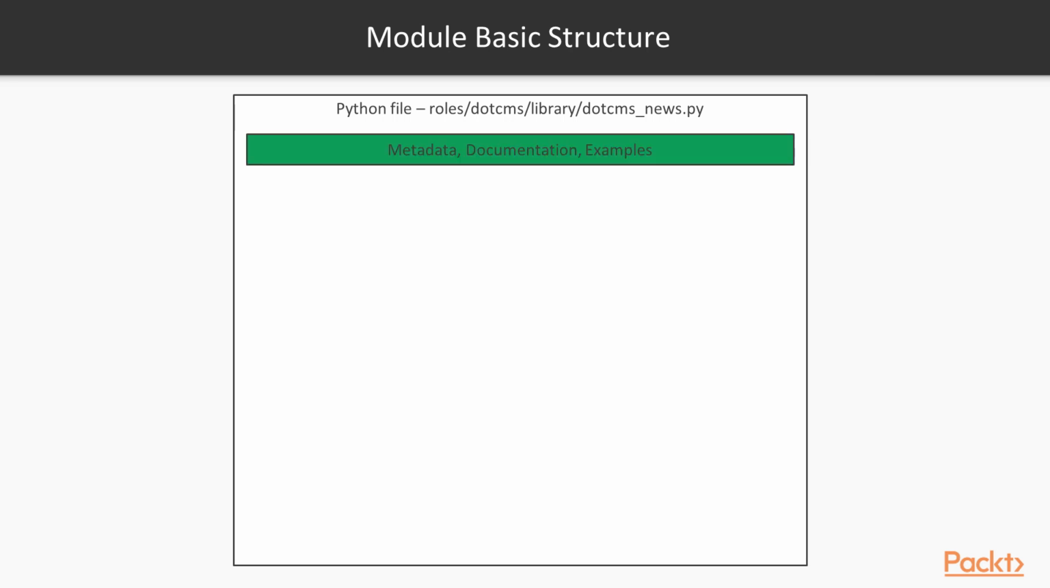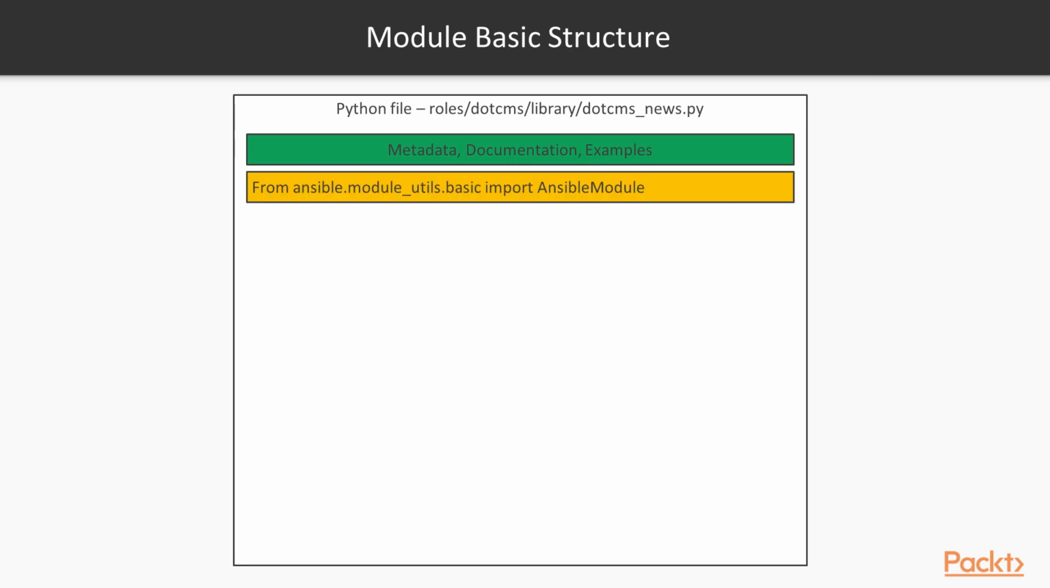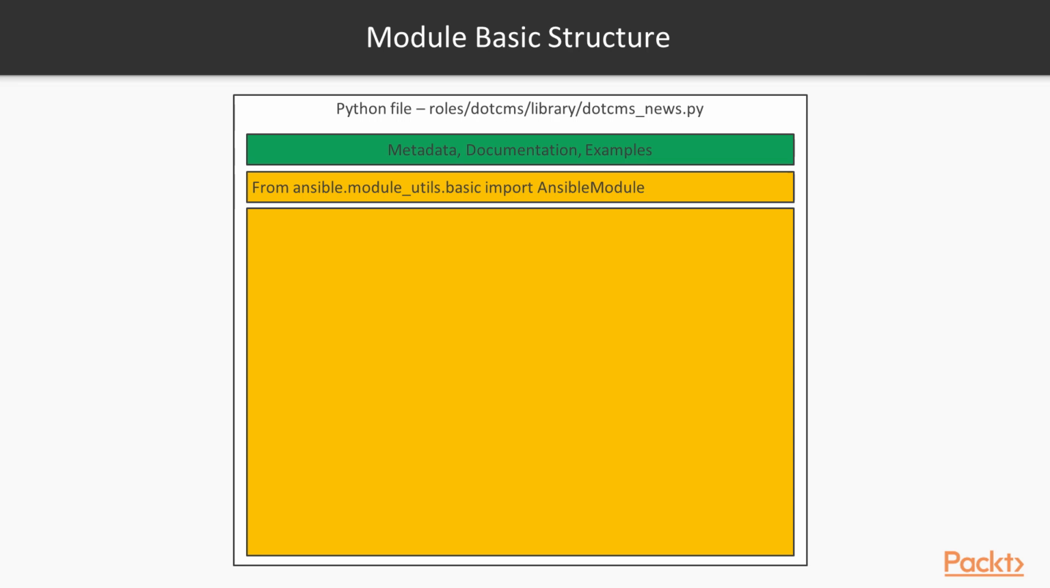So here we have our Python file, roles.cms_library.cms_news.py. At the very top of the file, we'll have our metadata, documentation, and examples. Then from a particular Ansible Python package, we import the AnsibleModule object. That's the module that we're going to use in order to interact with Ansible, in order to collect our parameters and produce our results. The actual logic of our module is implemented in a Python function called run_module.